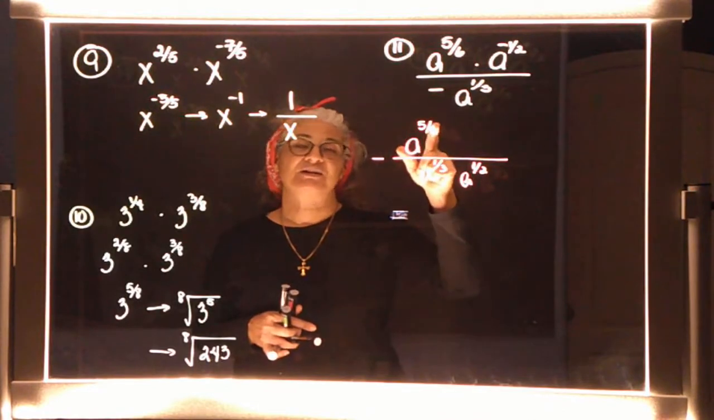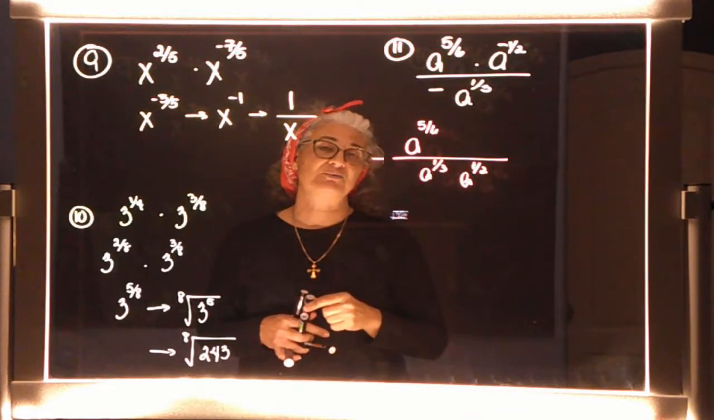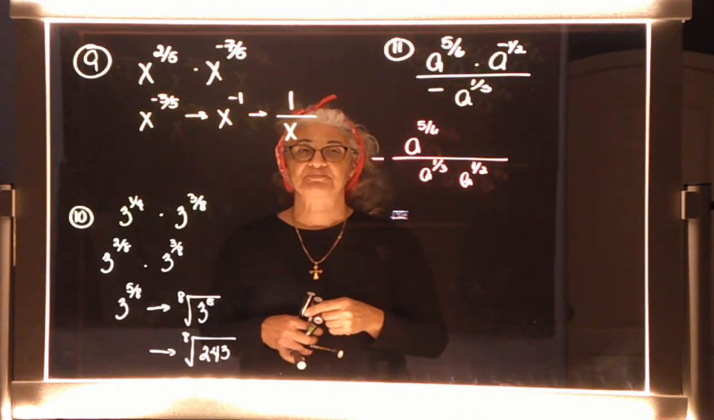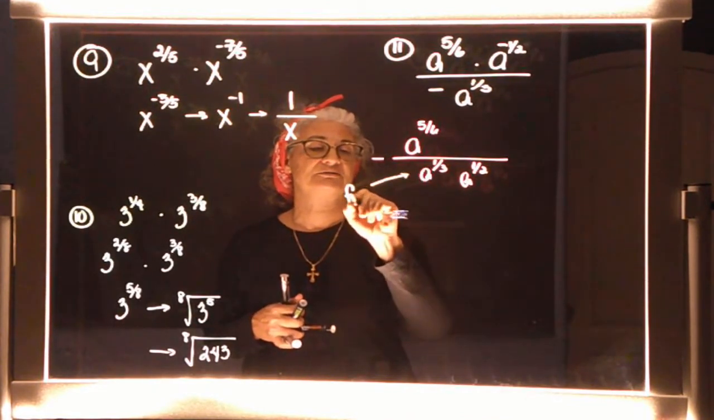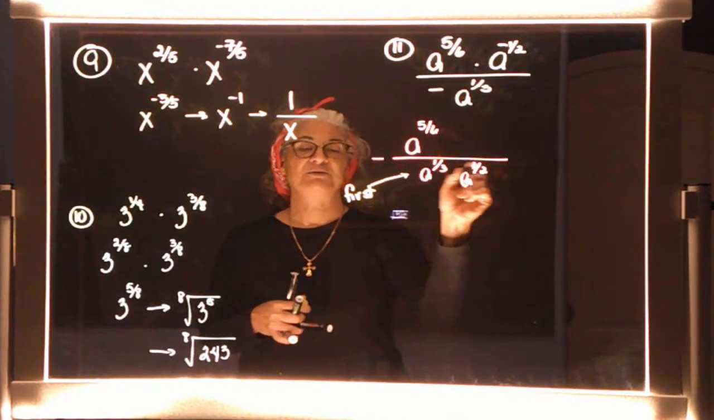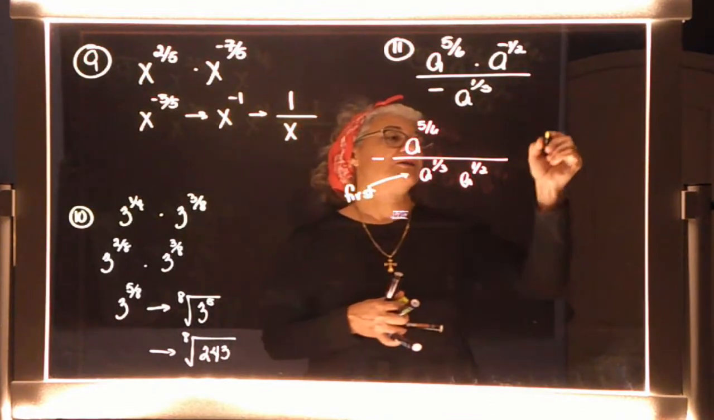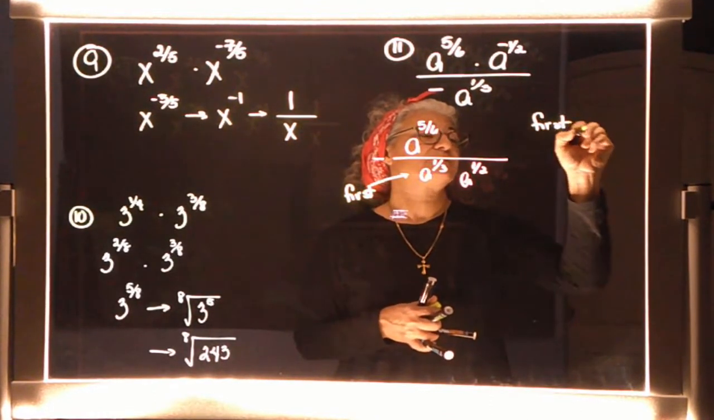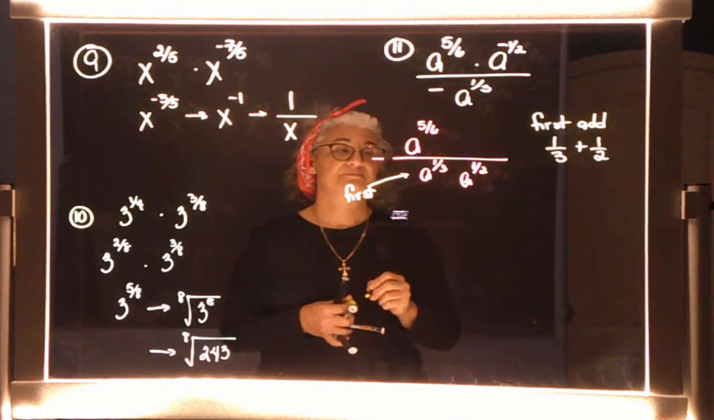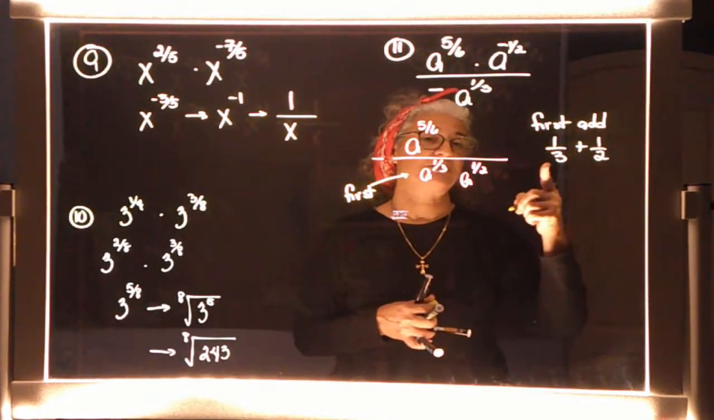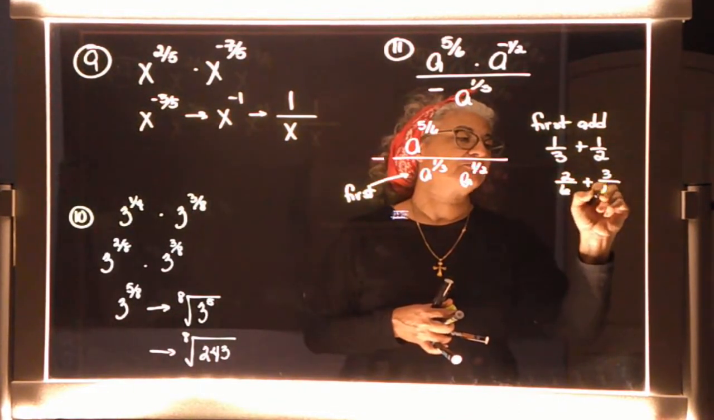Okay, so here we go. I have a to the 5/6 on top, and on the bottom is a to the 1/3 times a to the 1/2. What should we do first? Yes, I agree. Let's first deal with this denominator. I am adding the 1/3 and the 1/2, aren't I? Because the bases are the same. So, first we're going to add 1/3 plus 1/2. What do we get? Common denominator, 6. This becomes 2 over 6. This becomes 3 over 6, doesn't it?